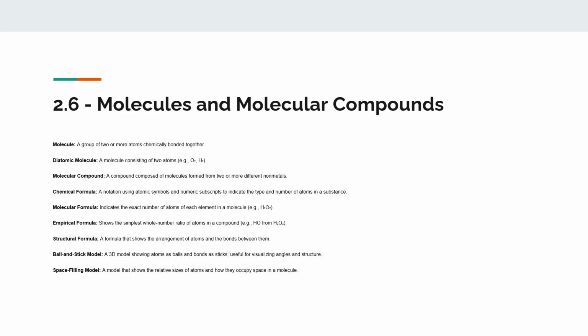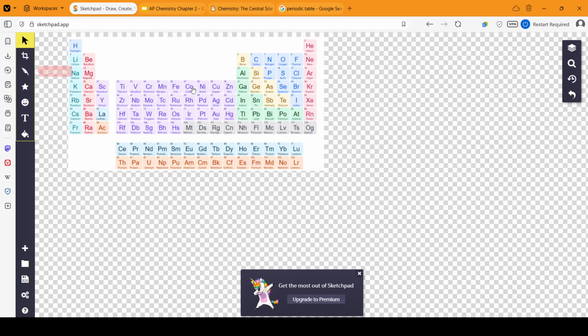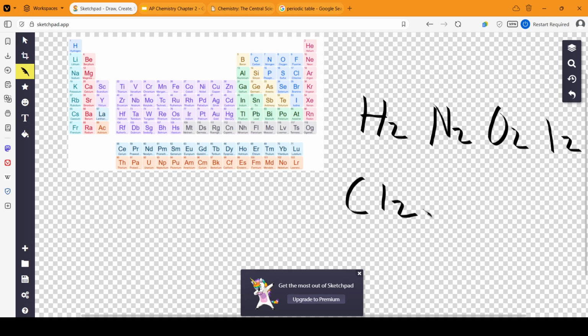Now, typically they will be the same element from what I've seen. I mean, not typically, but it's important to know that a lot of diatomic elements are the same elements, such as oxygen gas over here and hydrogen gas. And the naturally occurring diatomic elements are nitrogen gas, oxygen gas, argon gas, chlorine gas, bromine gas, and fluorine gas.